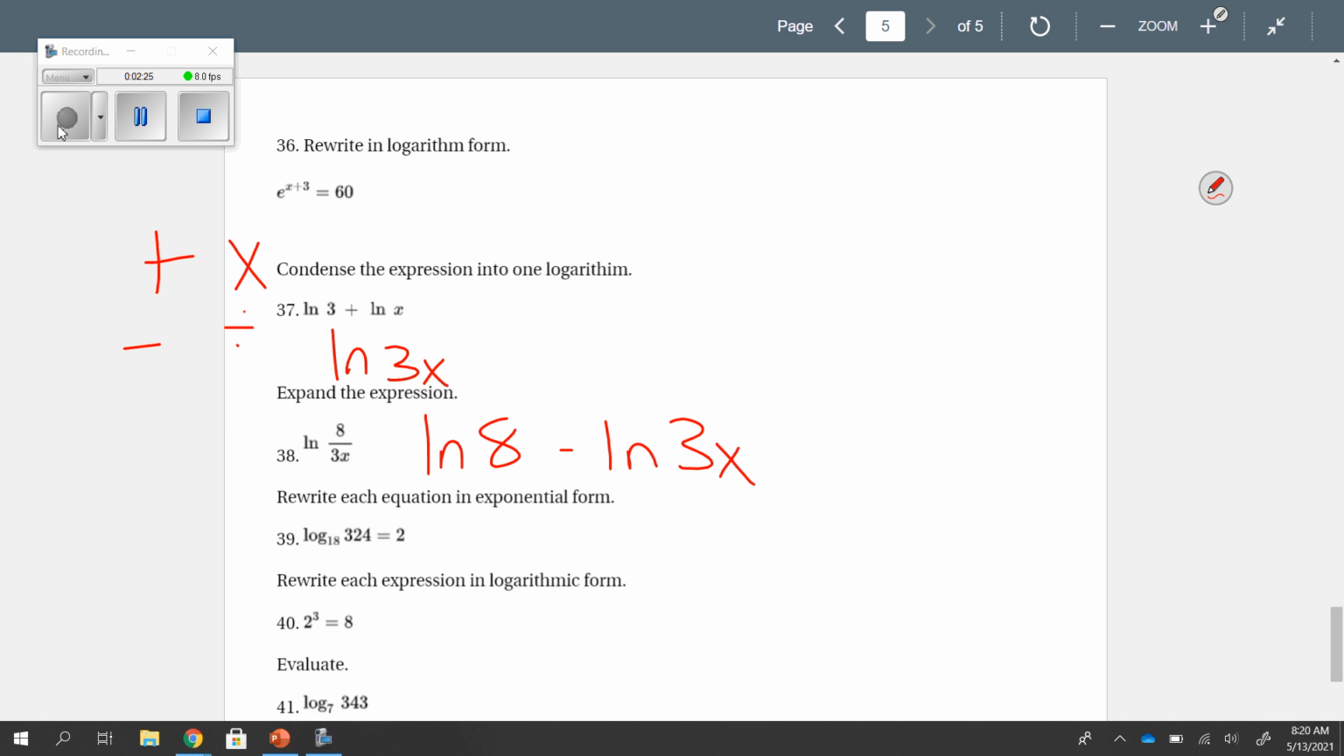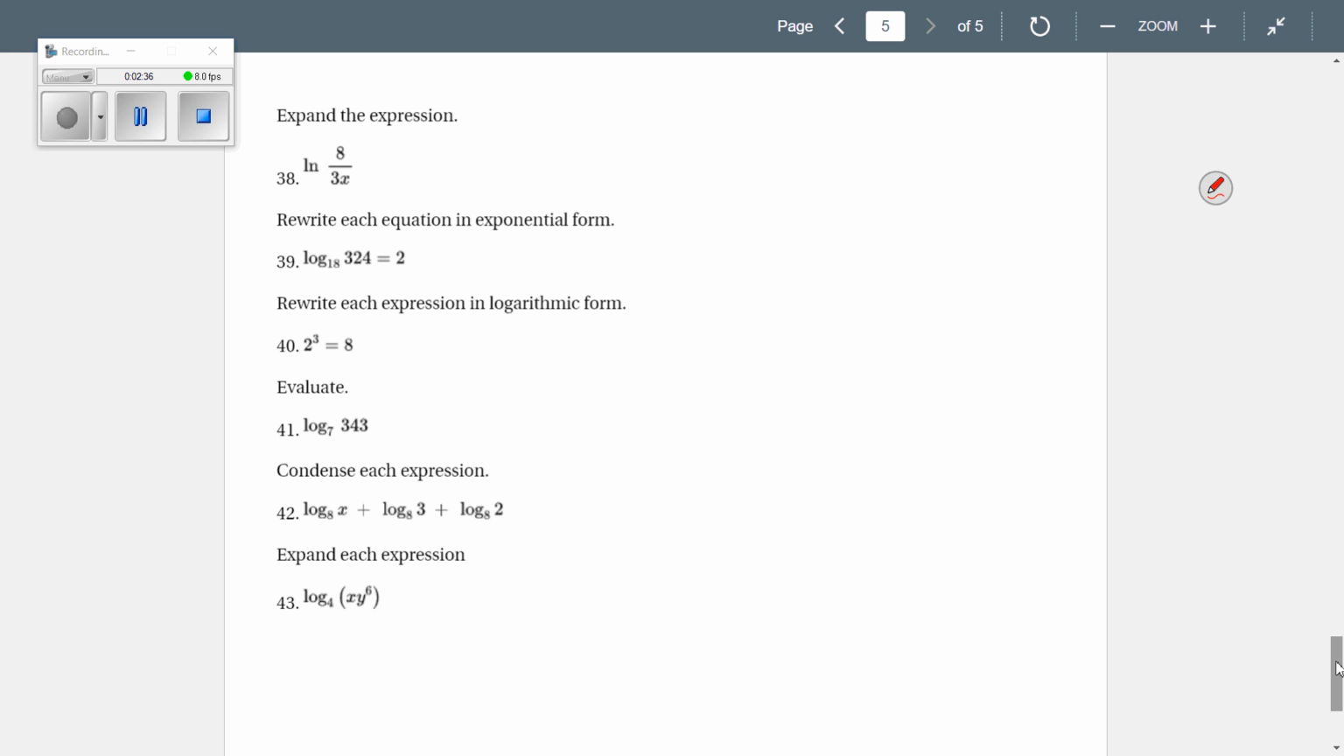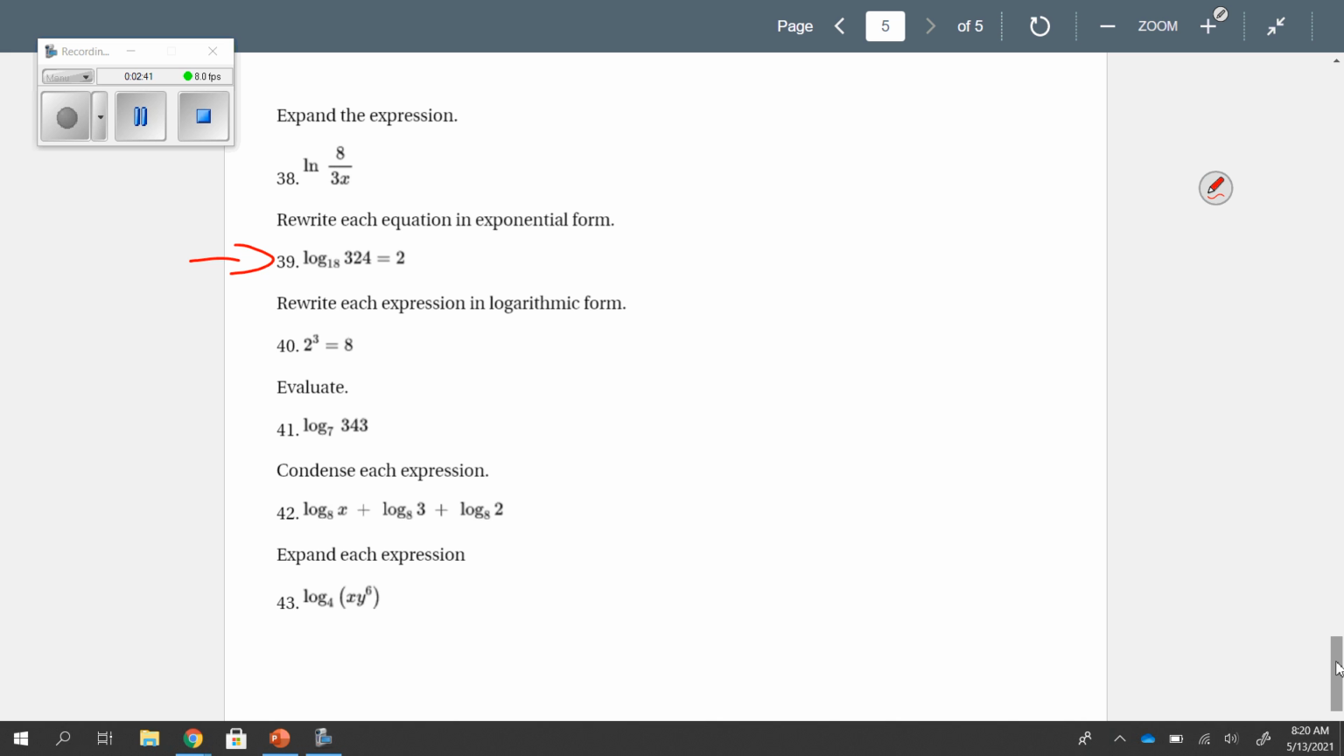All right, it says rewrite each equation in exponential form. This might be a little bit confusing, but you just need to remember what I've said in the other videos. Scroll down. All right, we have log base 18 of 324 equals 2. This was also a test question on test 6.1. This is how I say it. The little number becomes a big number. Then the 2 and the 324 switch. So the little number becomes big, and the other two numbers just switch places. It's that simple.